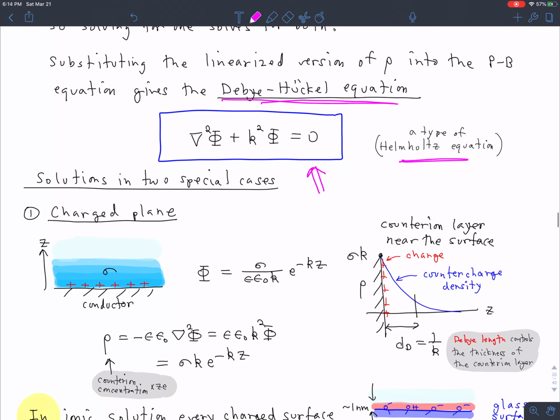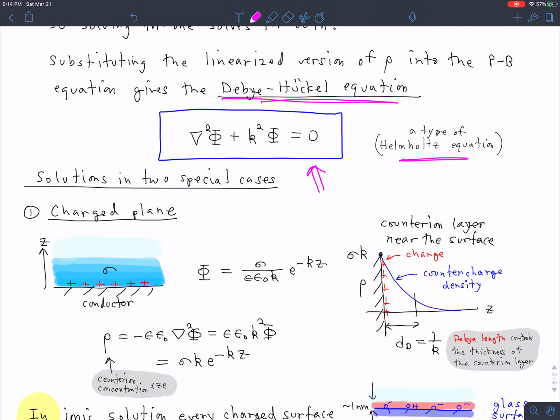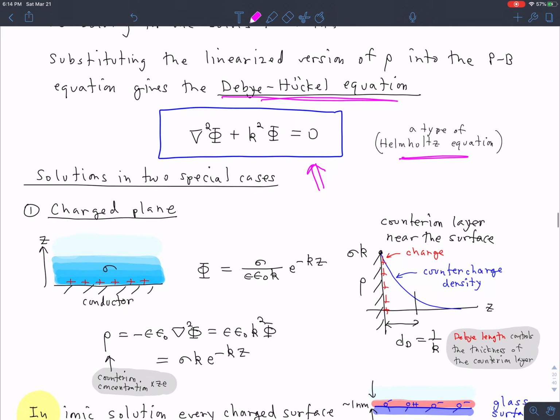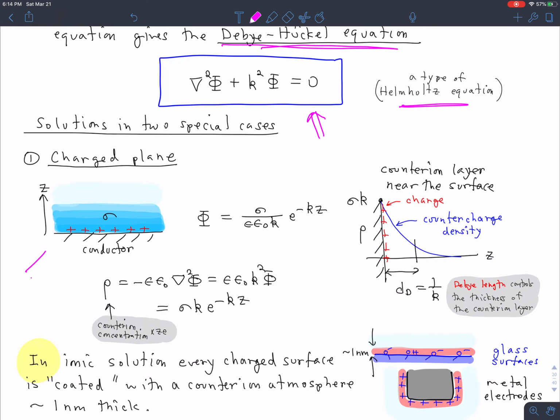Let's solve it then in 2 special cases. First case is where we're considering a situation like this one. We've got, I put conductor here, but it doesn't have to be a conductor, some kind of flat surface that's charged for some reason. If you apply a voltage to a conductor, that's one way to charge it up.